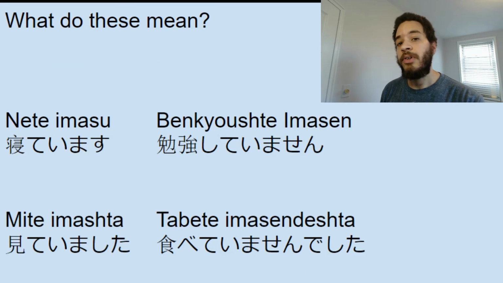So now that we've gone over a couple of the verbs that we've reviewed before, and we've gone over the endings, try to think about what these phrases here might mean. I'll read them for you, then you can pause the video for a second and try to think them over. So we have neteimasu, benkyou shiteimasen, miteimashita, tabeteimasen deshita. So go ahead and pause the video, write down what you think these mean, and then when you're ready, unpause it, and we'll go over the answers.